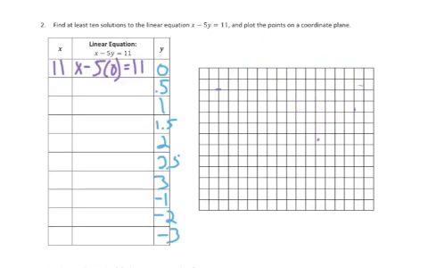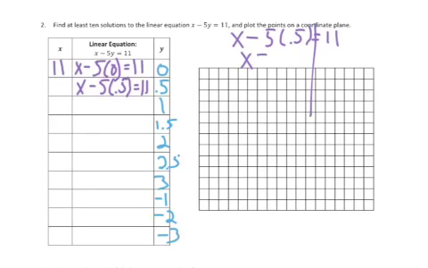So the next one I have is y is equal to 1/2, or 0.5. So I have x minus 5 times 0.5 is equal to 11. If we start solving this, I would have x minus 2.5, since 5 times 1/2 is 2.5. Whoops, I made a mistake. I put an equal sign instead of a minus sign. The opposite of subtracting 2.5 would be adding 2.5 to both sides. So we have x is equal to 13.5.